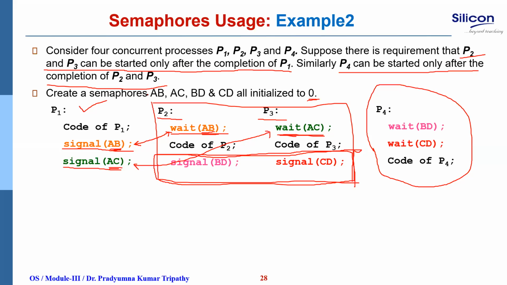Anyone? What should I do so that P2 will execute first, then P4 will execute? Anyone who can say? Is it understood or not? My objective is P2 must execute first, then the P4.